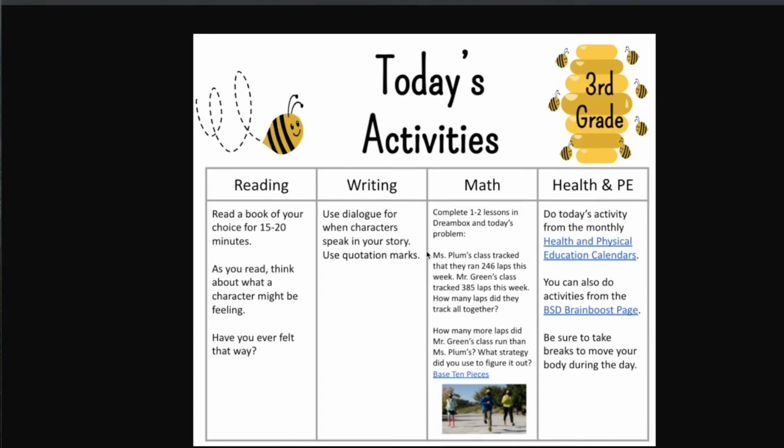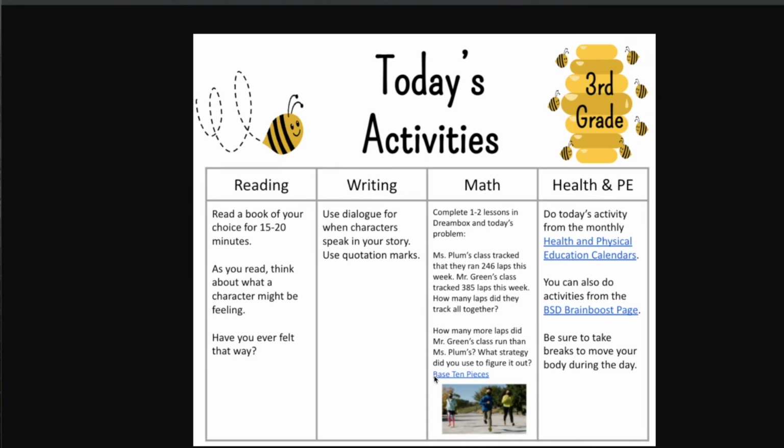So let's take a look here at our problem, which is right here. Mrs. Plum's class tracked that they actually ran 246 laps this week. Mr. Green's class, they tracked that they had done 385 laps this week. How many laps did they track together? Both of the classes together. And the next part down here asks us, how many more laps did Mr. Green's class run than Mrs. Plum's? What strategy did you use to figure that out, to figure out how many more?